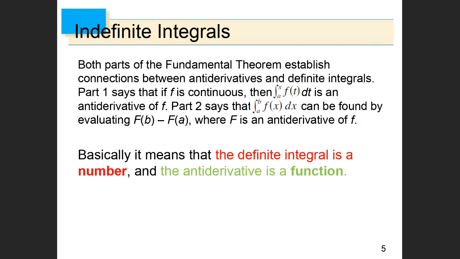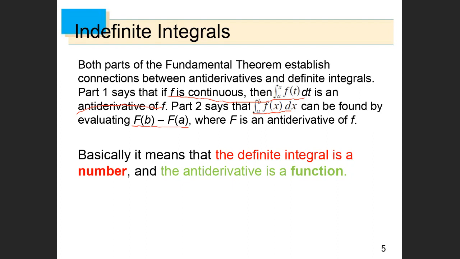Now, for part 1, we saw that if a function f is continuous, then you can say the integral for some constant a to some variable x of f of t dt is an antiderivative of f, all right? And then for part 2, we saw something like this. The integral from a to b of f of x dx is found by just looking for the antiderivative and evaluating that antiderivative at the upper limit minus the antiderivative evaluated at the lower limit.